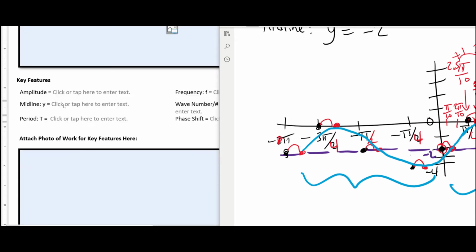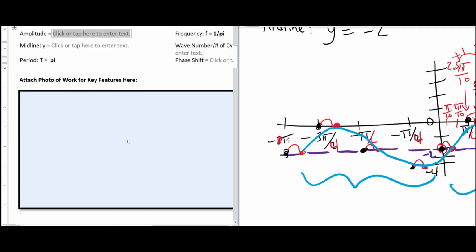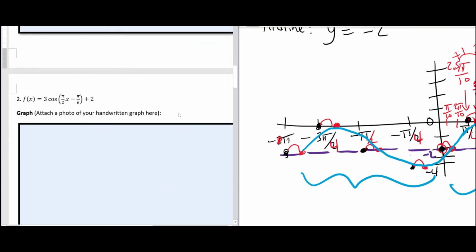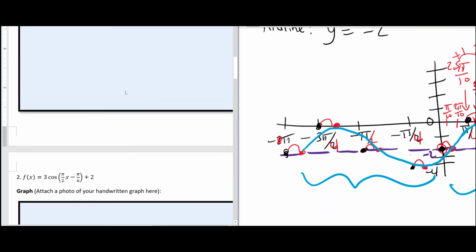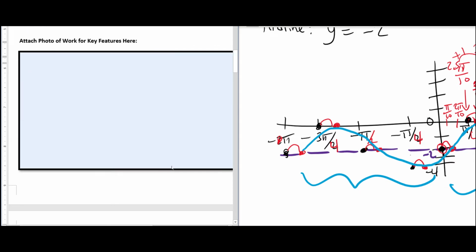So if you wanted to type in the period here, if you wanted to type in like pi, you could just type in pi, that's fine. Or if you wanted to type in pi over 2, like the frequency in this case, it's going to be 1 over pi. So you just do 1/pi, and that's fine for all intents and purposes. Because there's no way to do the symbol, it won't let you. Okay, of course you're going to attach the graph, here, graph like this. And that's how you do it.